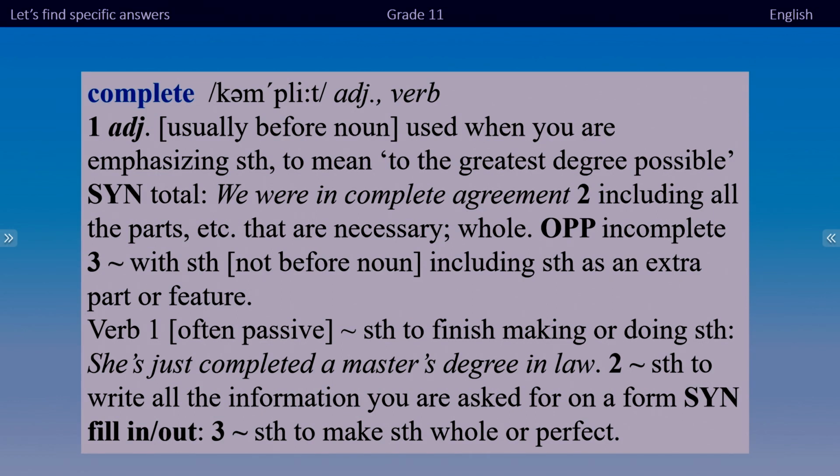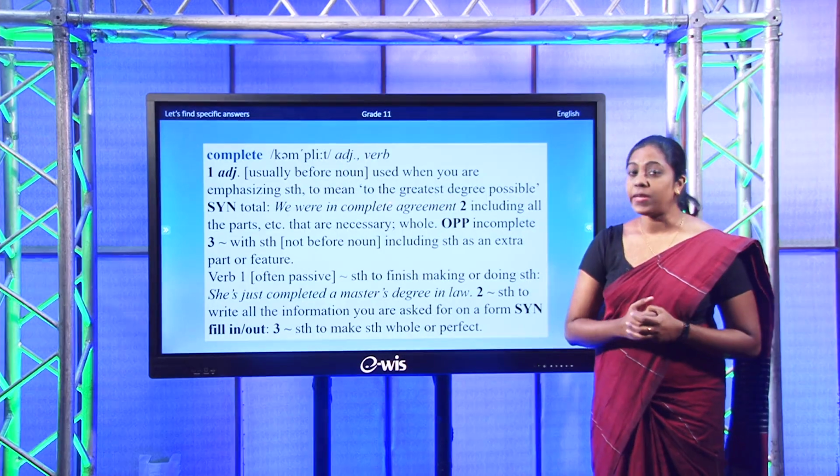I shall give you some time. Please see whether you can do it on your own. As usual, even though it looks complicated and congested, I'm sure now you find it easier because you know the meaning of these abbreviations.